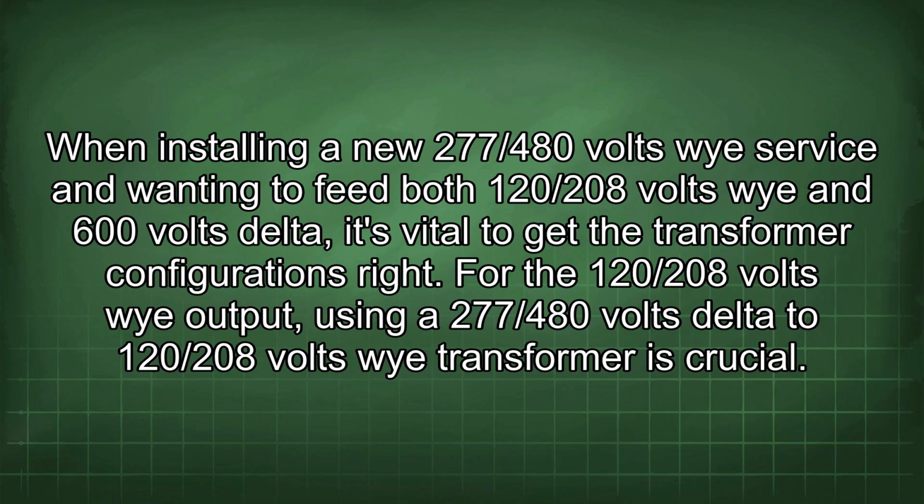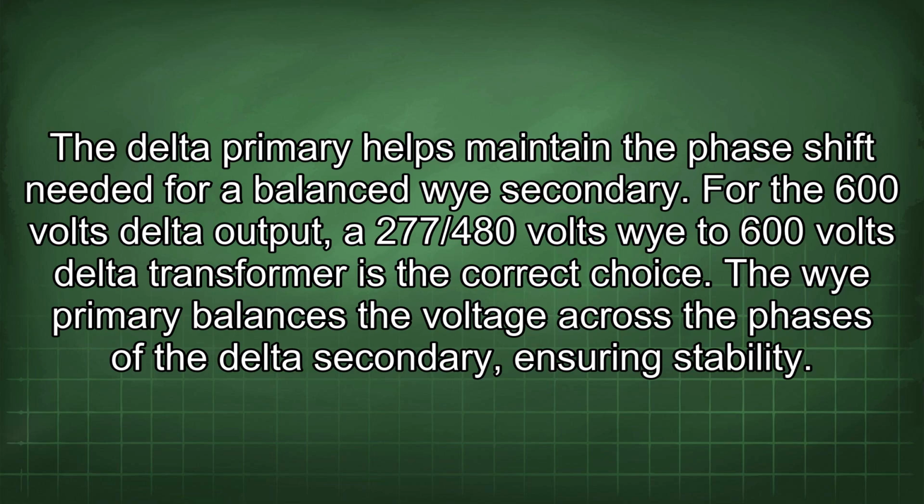When installing a new 277/480 volts Y service and wanting to feed both 120/208 volts Y and 600 volts delta, it's vital to get the transformer configurations right. For the 120/208 volt Y output, using a 277/480 volts delta to 120/208 volts Y transformer is crucial. The delta primary helps maintain the phase shift needed for a balanced Y secondary.